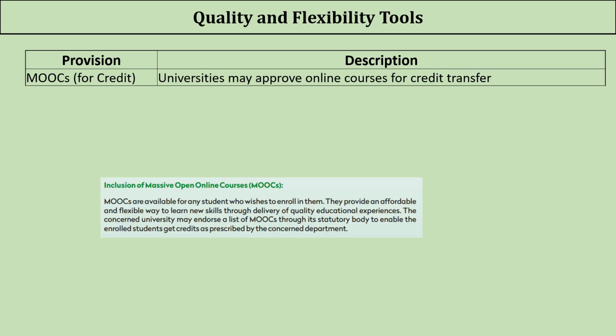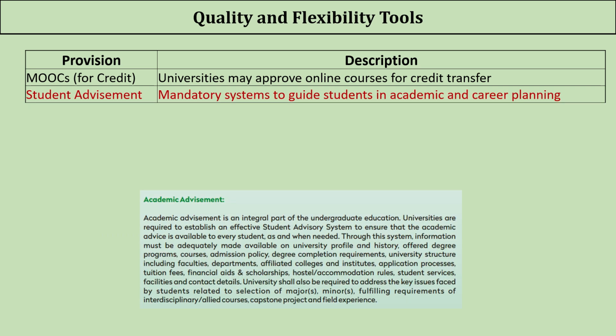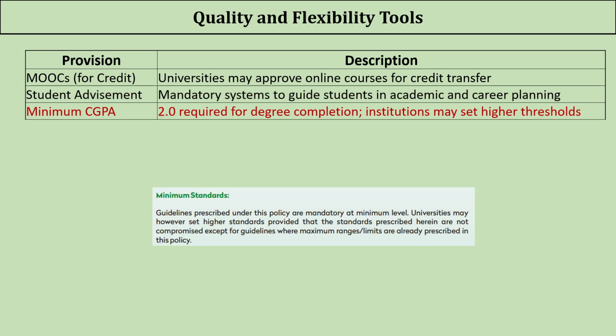Quality and flexibility tools. Massive open online courses. UGEP allows the student to earn credit for certified online courses, provided the university's academic council approves them. This encourages digital learning, flexibility, and global content access. Student advisement system. Every university must provide dedicated advisory service to help students with major and minor selection, degree progression, academic planning, and career counseling. This ensures informed decision making.